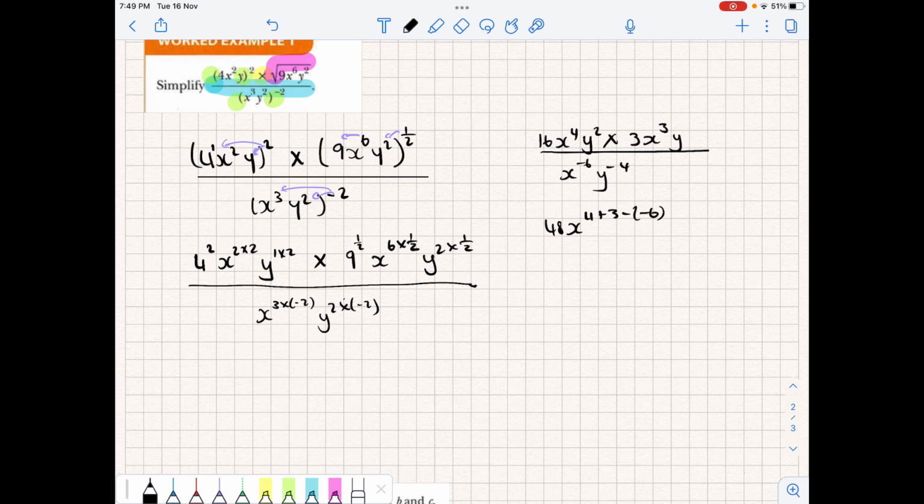That's why we always put minus signs in a bracket. And then we're going to have y to the power of 2. We're multiplying that, so we're going to add that 1 and then subtract the negative 4. And this finally gives us an answer of 48 x to the power of 7 plus 3, so we'll have 13. And y to the power of 3 plus 4, which is 7.